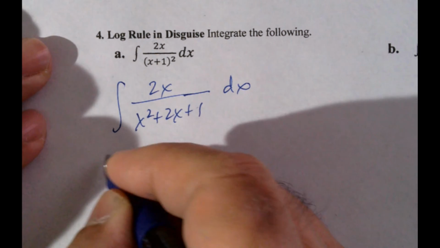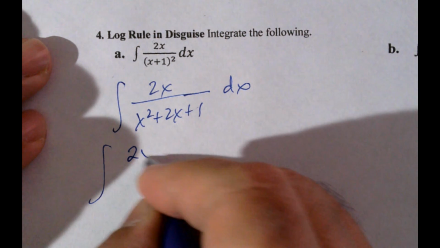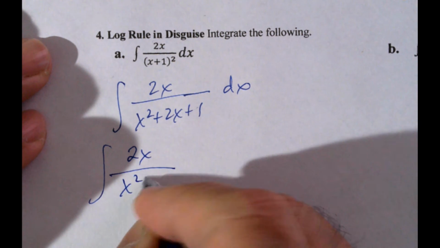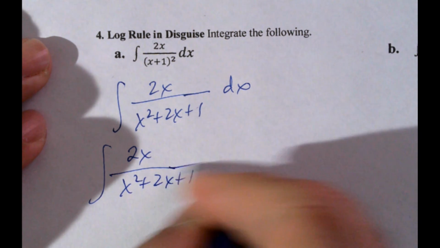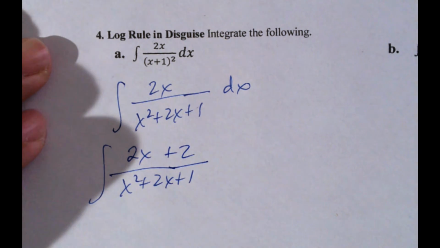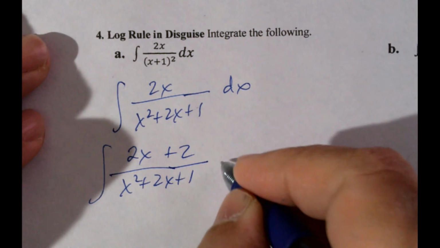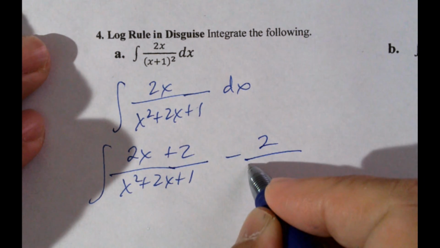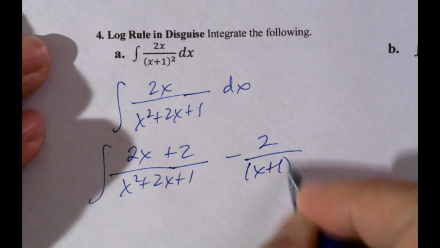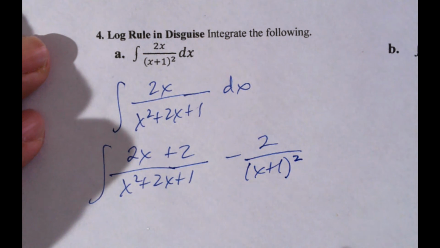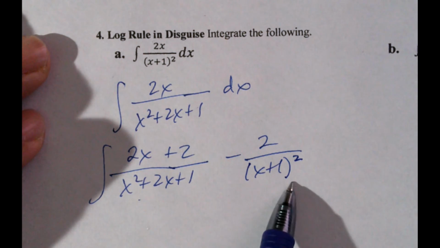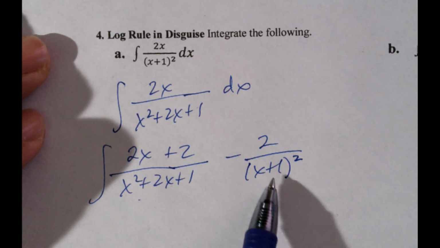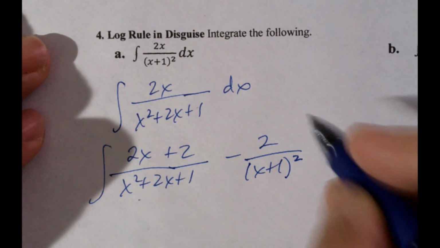So I'm going to do a very strange algebraic trick. I'm just going to add 2 up there. But to compensate for the fact that I added 2, I have to subtract 2. But it's 2 over that denominator. Except this time, I'm going to keep it as x plus 1 squared. Remember, these two are equivalent. X squared plus 2x plus 1 and x plus 1 squared are equivalent.